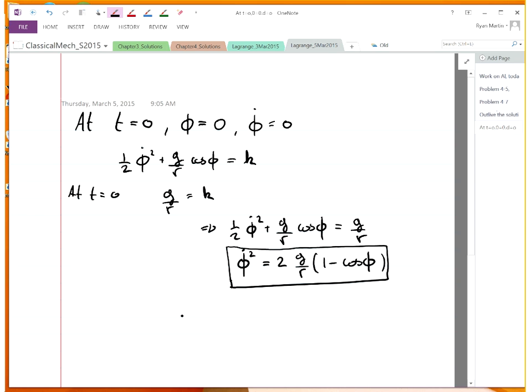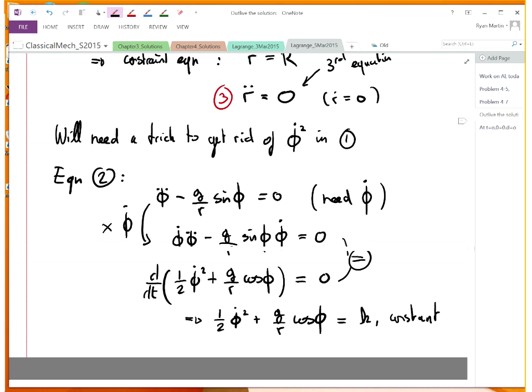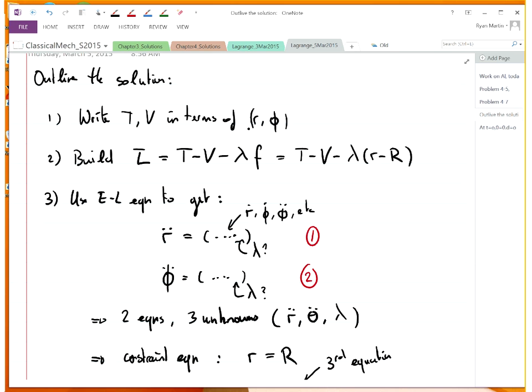And you will need this to get rid of phi dot squared in equation 1. The rest of the problem is rather straightforward, right? You have to write the kinetic energy and the potential energy in terms of r and phi. It's something that we've already done almost twice in the previous 2 problems, so it's a similar strategy.